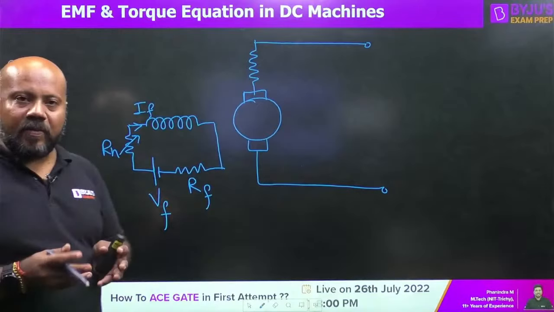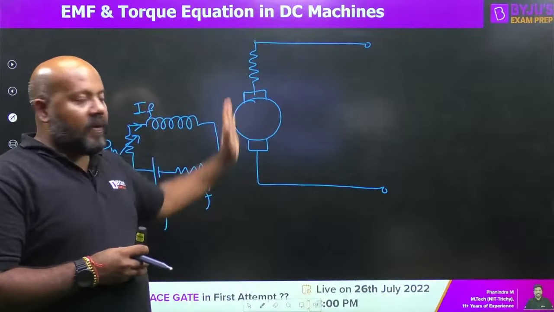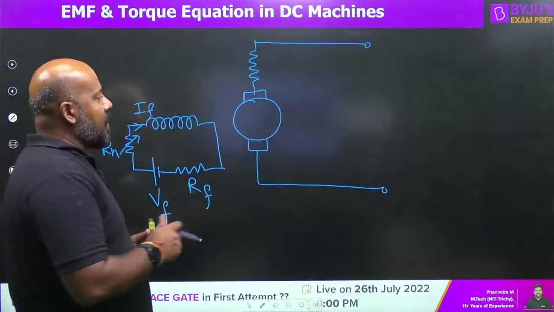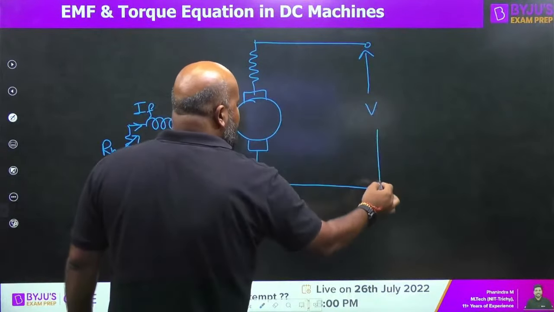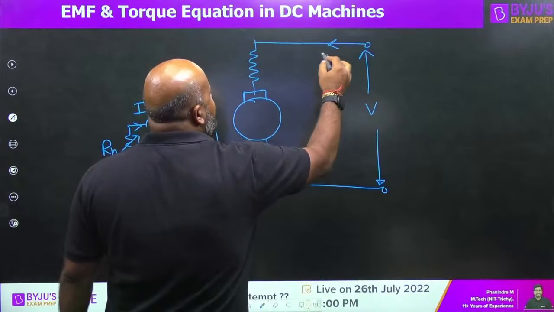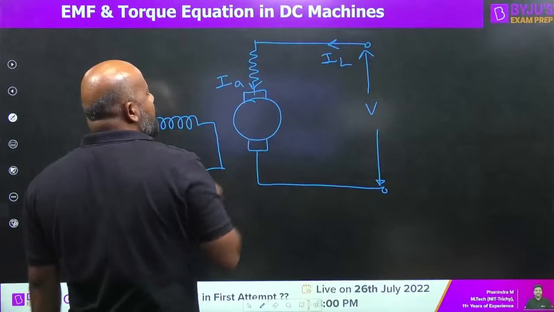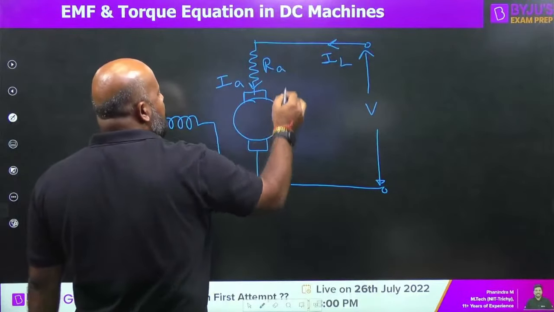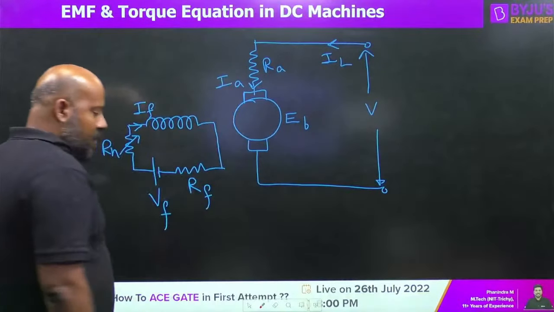Separately excited simply means, as the name indicates, that the field winding is separated from the armature circuit. Because it is a motor, if you apply a voltage V here, it is going to take some current, that is the line current. This line current is the same current that is flowing through the armature. So this is armature current, this is armature resistance, and this is the back EMF. Is it clear for everybody?